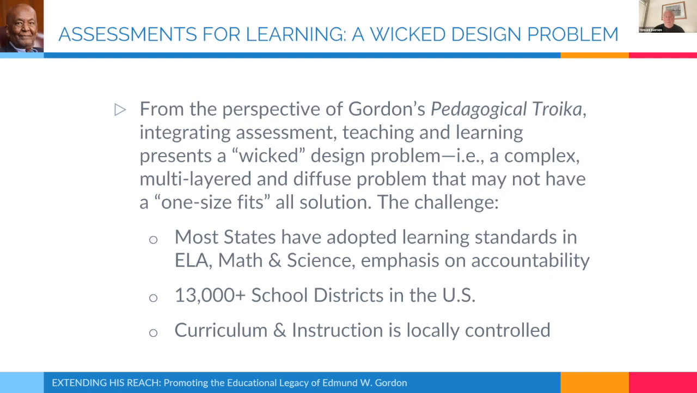There are 1,300 or more school districts in the United States. Each of those districts adopts curricula to suit their specific needs, schools, and teaching faculty. So there's lots of variability in curricula. And curriculum and instruction, as I'm sure all of you know, is locally controlled. So there's, again, the issue of the multi-layered nature, the diffuseness, and the complexity of the problem.